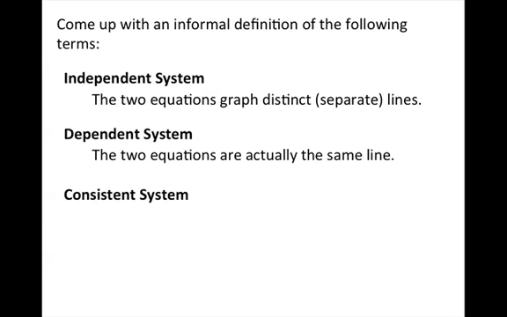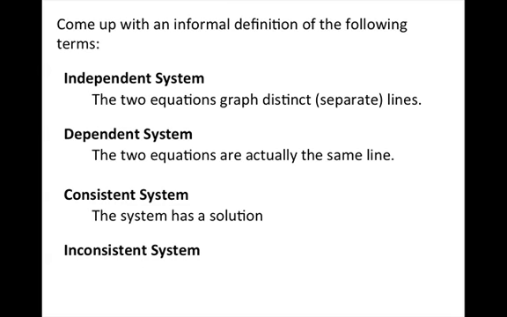With a system that's consistent, that system will have a solution. It'll either have one solution, that one point where the two lines cross, or it could have infinitely many solutions where the solution is every point on the line, and that's the case where they're dependent. But if the system has at least one solution, we say that it's consistent. If the system has no solution, we say it's inconsistent. So an inconsistent system is a system that does not have a solution.